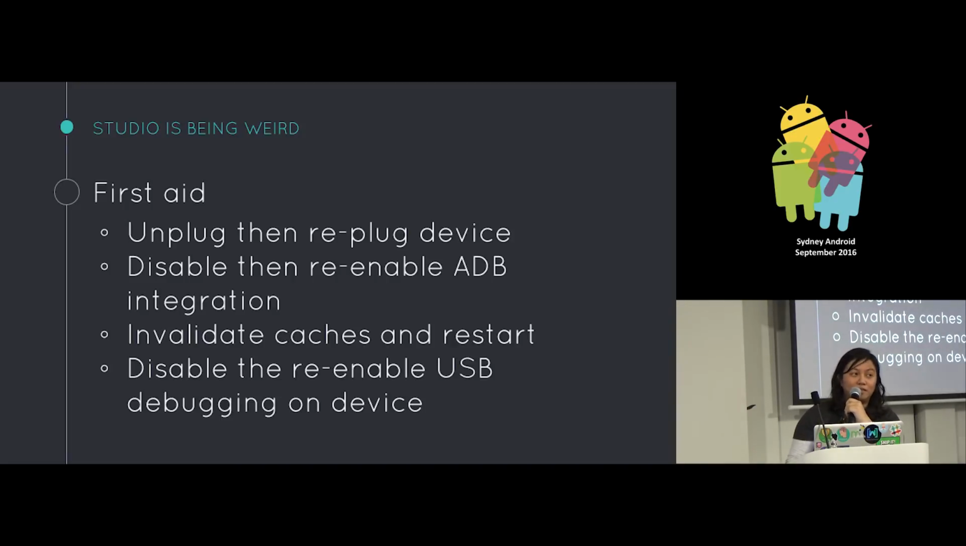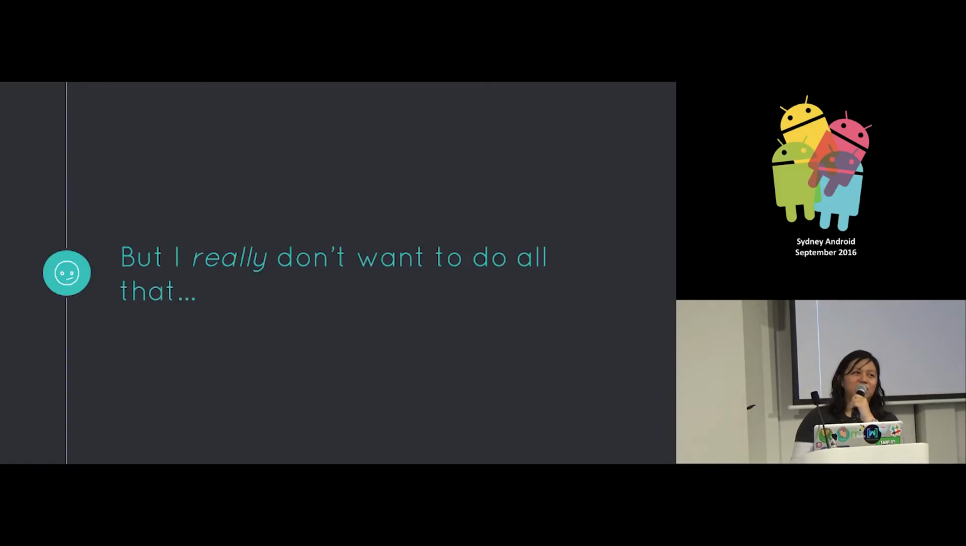We don't understand why you have to do these things all the time, but we do for now at least. I know there are issues in the bug tracker about each of these. I suggest you search for them and then star them, because that helps the Studio team prioritize issues. But I really don't want to do all of that, right? You don't want to spend all your time debugging or looking through logs or looking through dumps. So what do we do?